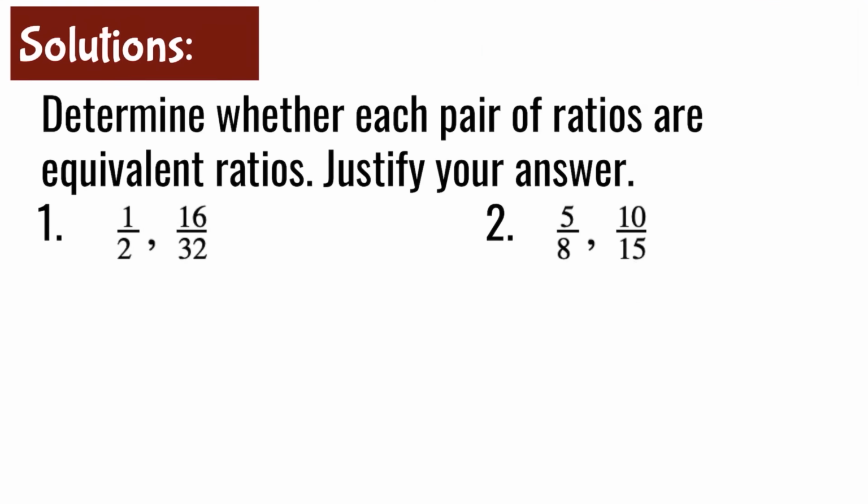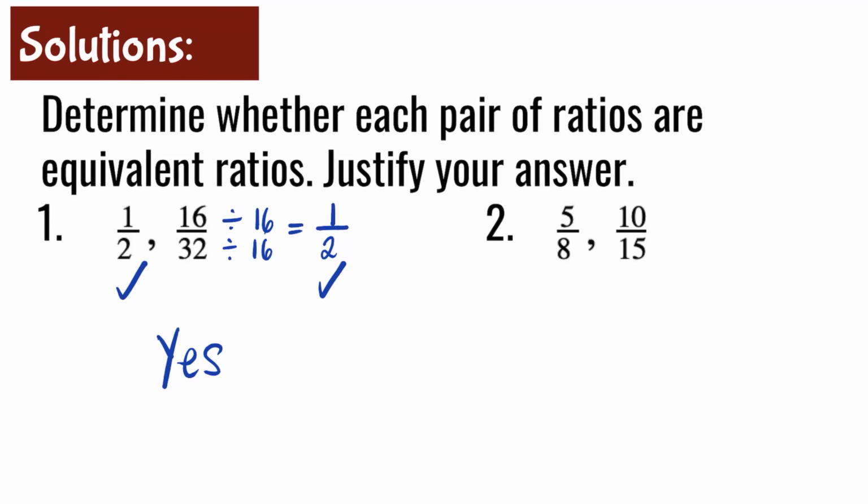Now let's answer the first question. For the first question, I will use the first method. So this means I will simplify the second fraction by dividing both numerator and denominator by 16. 16 divided by 16 is 1. 32 divided by 16 is 2. So this means that these two fractions are equal. So these two ratios are equivalent.